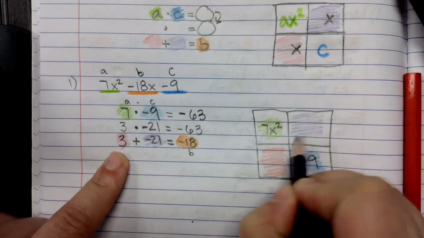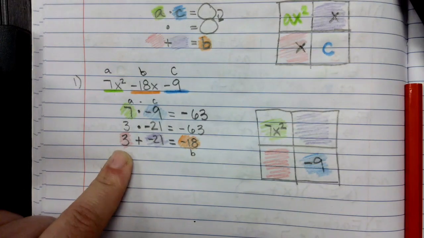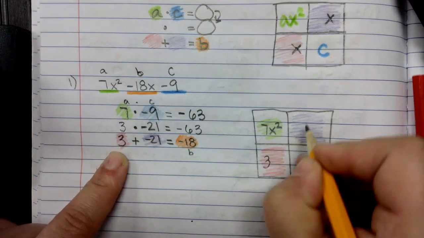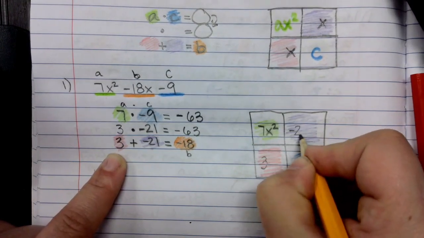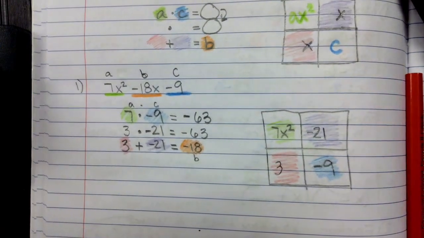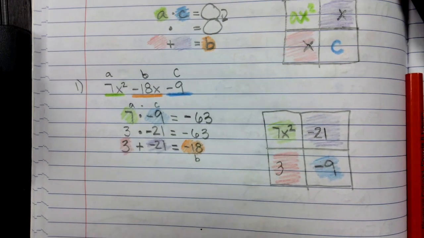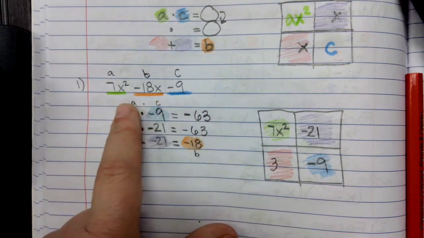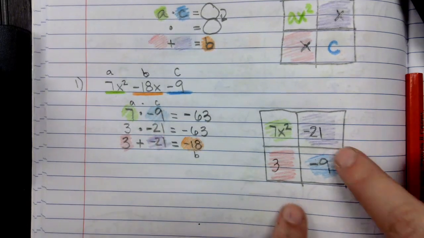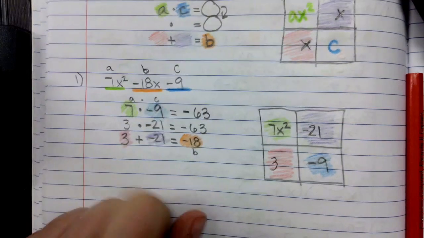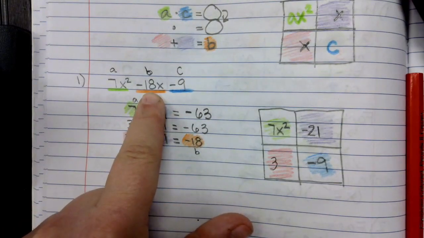Big thing to remember with that 3 and negative 21: is that supposed to be our constant in this quadratic? What are the 3 and negative 21 supposed to be? Is that supposed to be the A, the B, or the C? The B. And what variable does the B have? So this has to be a 3x and a negative 21x, because now together they make a negative 18x.